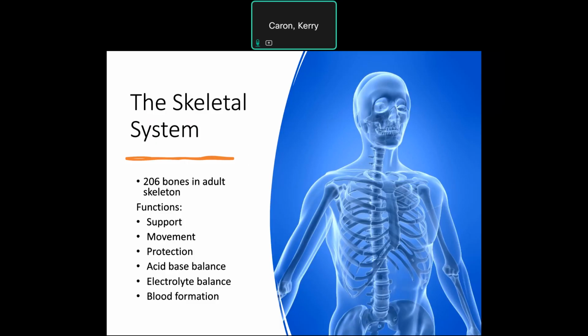This is fun. There are 206 bones in the human body, and basically the functions are support. We would just be a blob of gel if we didn't have the skeletal system. Movement, they partner with the muscles. Protection, especially like our rib cage protects a lot of vital organs. The cranium protects our brain. Acid-base balance, we'll get to that, and electrolyte balance. And blood formation happens in the bone marrow.